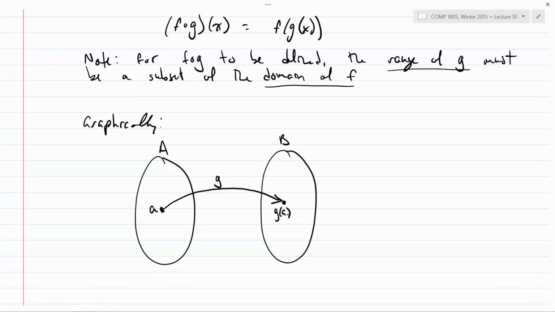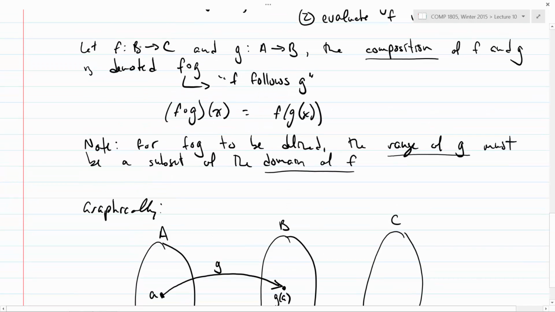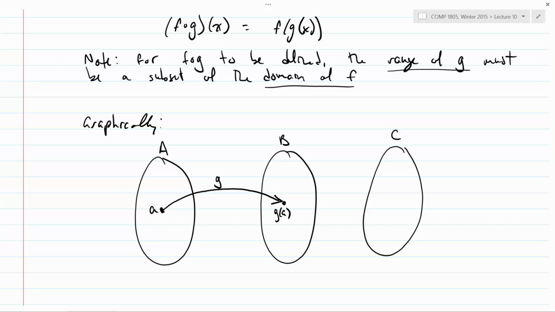This isn't anything new. But we also have this set C over here. And F goes from B to C. So if we take this G of A thing we got and follow whatever the function F says into C, we will end up at F of G of A. Is that okay?